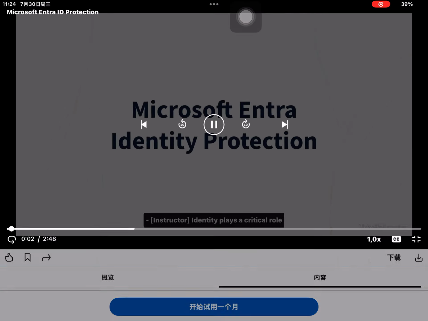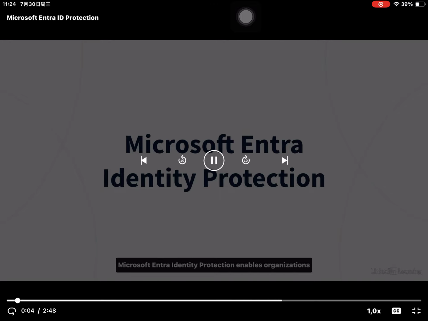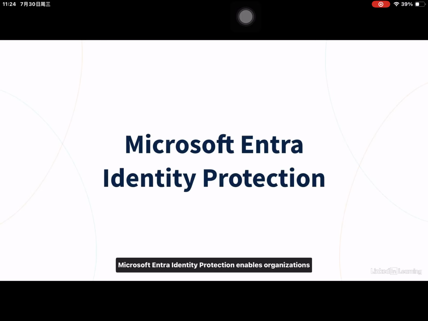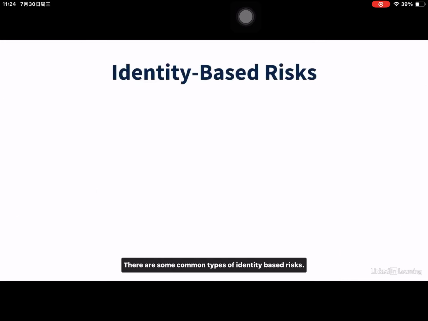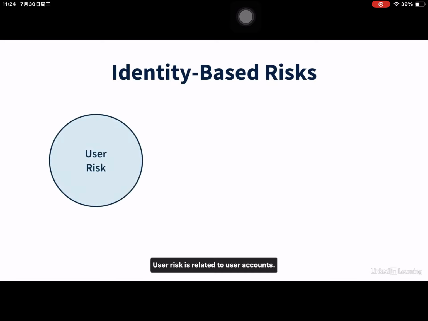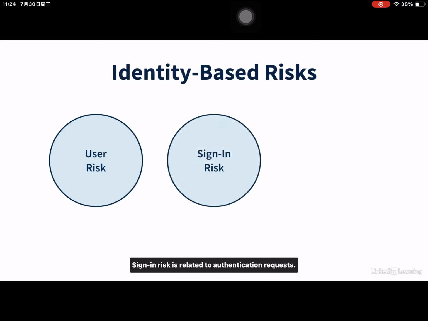Identity plays a critical role in today's digital world. Microsoft Entra Identity Protection enables organizations to effectively manage identity-based risks. There are some common types of identity-based risks. User risk is related to user accounts, for example, leaked credentials like usernames and passwords posted on the dark web. Sign-in risk is related to authentication requests, for example, someone tried to log in from an unfamiliar location or from a malware-linked IP address.